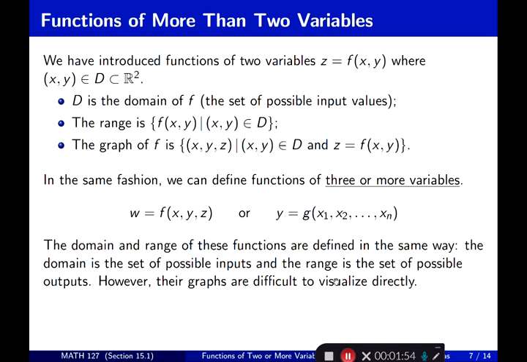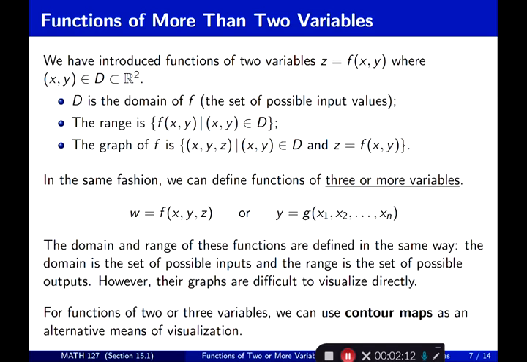However, their graphs are difficult to visualize directly. Functions of two variables are easier to visualize. Of course, single variable functions are always easy to visualize, but more than two are very difficult to do. For functions of two or three variables, we use contour maps as an alternative means of visualization. So let's explain what contour maps are.